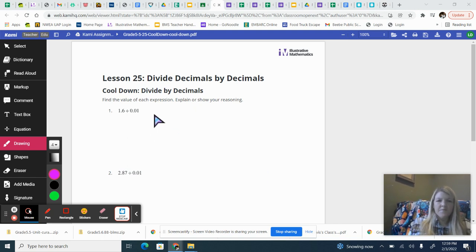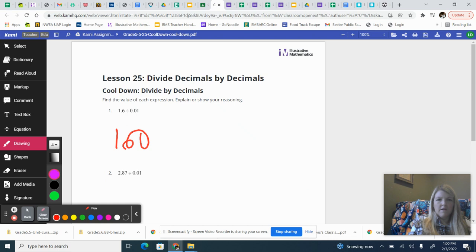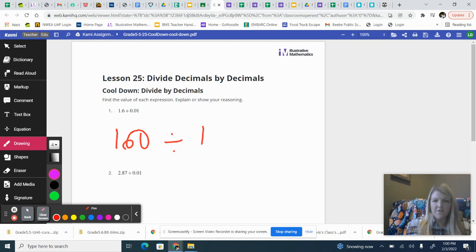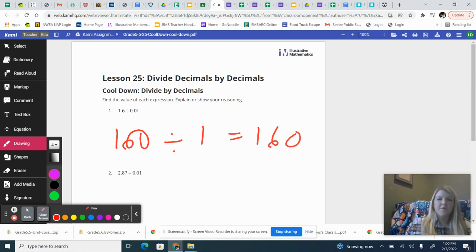So on the first one, remember this is like saying how many hundredths are in 1 6/10. And so there's a couple of different ways that we could look at this. One way you can think of this as just 160 divided by 1. So 1 6/10 divided by 100th is equal to 160 divided by 1. And so we know that's just going to be 160. So that is the answer to this one.